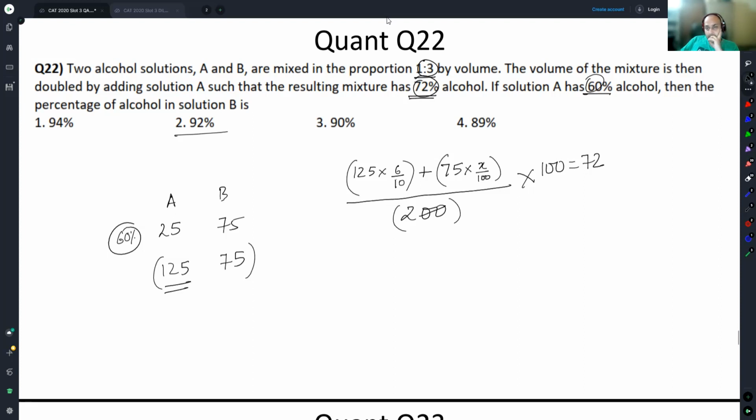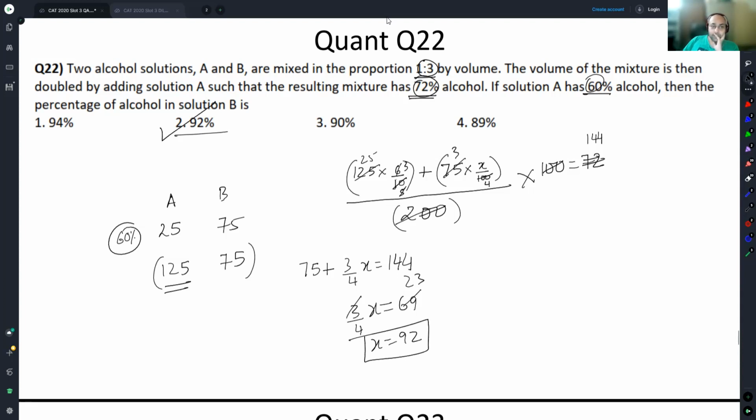This equation needs to be solved. Cancel, cancel, this becomes 144 now. So I get this becomes 3, 5, cancel, 25, 75 plus 3/4x is equal to 144, or 3/4x is equal to 69. Cancel, cancel, 23, x is equal to 92. So answer should be option 2, 92%.